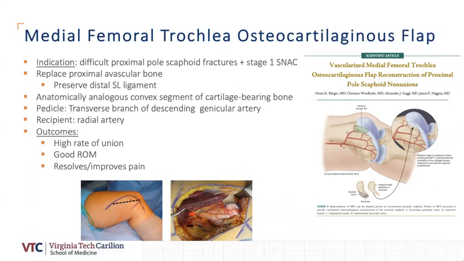And this is a good option because the medial trochlea provides an anatomically analogous convex segment of cartilage-bearing bone, very similar in design to the proximal scaphoid. The pedicle of this flap is the transverse branch of the descending genicular artery, and your recipient vessel would be the radial artery in this situation. They have shown good outcomes, with high rates of union, good range of motion, and it will improve pain.